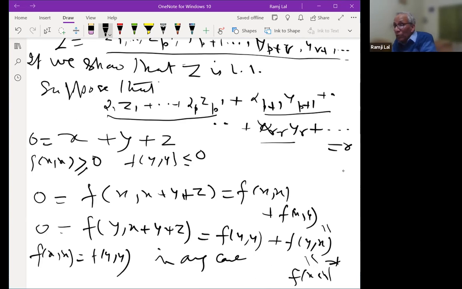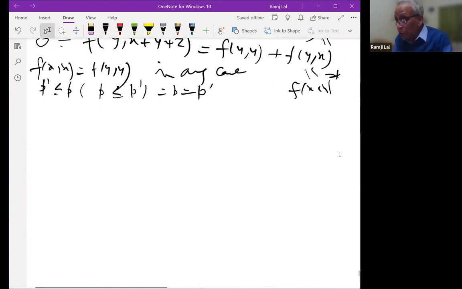So therefore, you see that all coefficients are 0, and then the rest, because that was a basis already, is also 0. All the coefficients are 0. So that means this is linearly independent. So therefore, you see that p dash is less than or equal to p. And dually, similarly p is also less than or equal to p dash. So p is equal to p dash. So therefore, this result is what is called Sylvester's law of inertia.